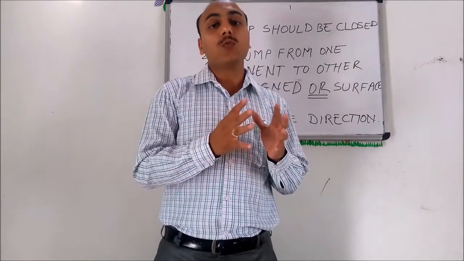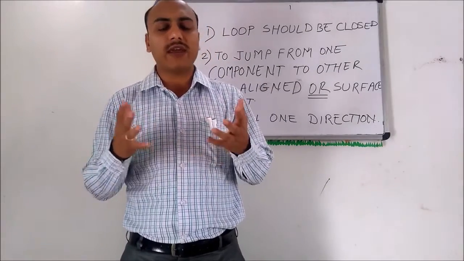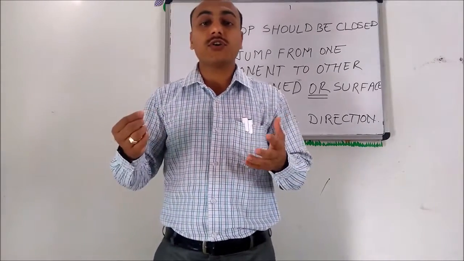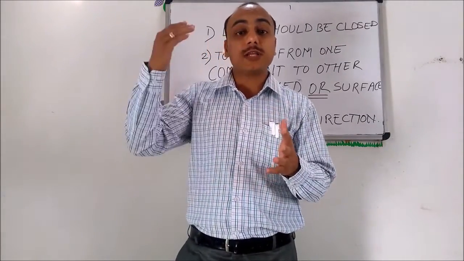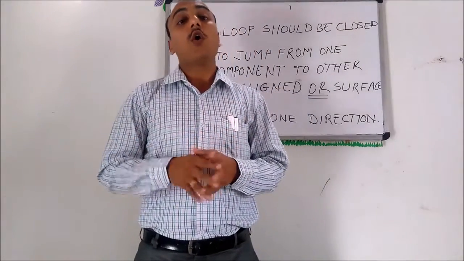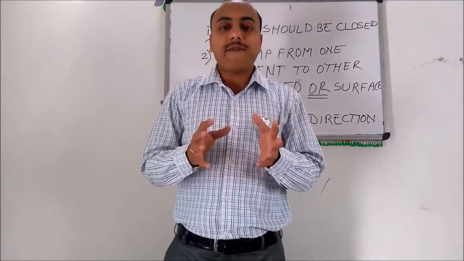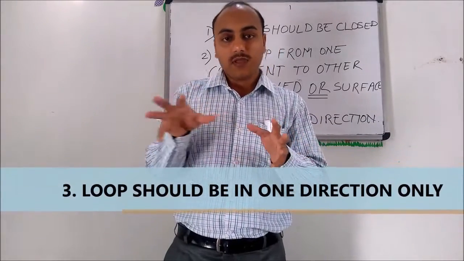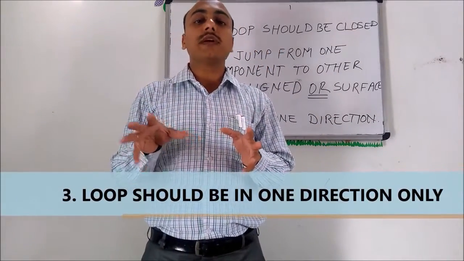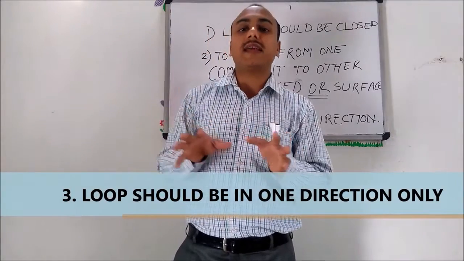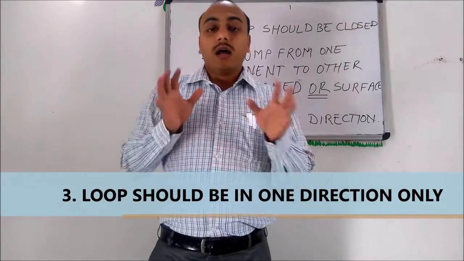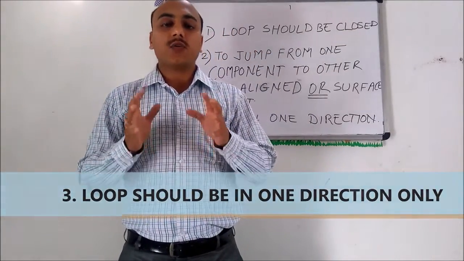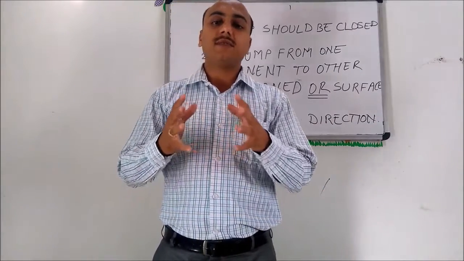If you are preparing a loop diagram for linear components, if it is horizontal, it should be horizontal. If it is vertical, it should be vertical. Or if angular dimension is involved and you are doing a polar kind of loop diagram, it should be only in that direction. So the loop should be in one direction only. We will practice it more.